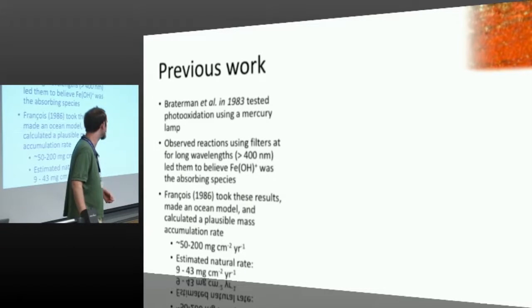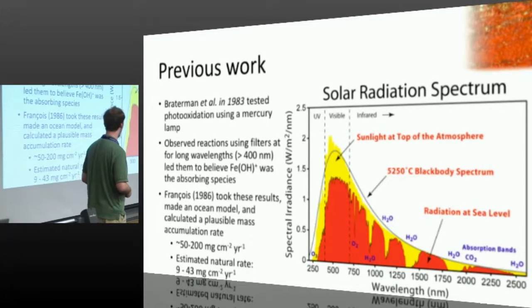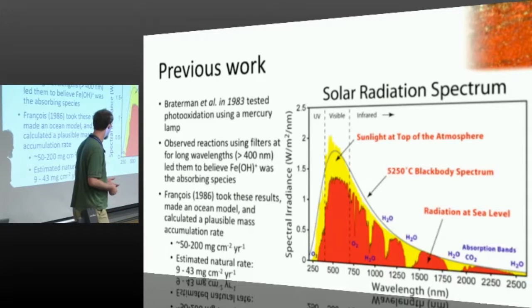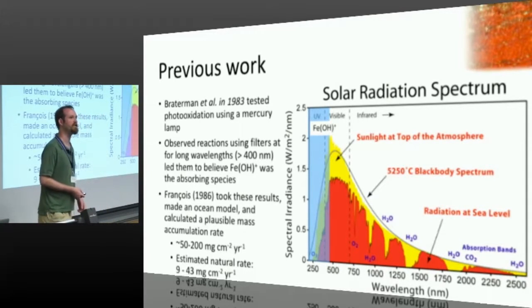And this is important because, so this is the solar radiation spectrum, and here's the UV. So the Earth had no ozone back then, so it was somewhat proximate to this top of atmosphere spectrum there. And so if you have FeOH+, it absorbs a huge region of the UV and getting into the visible where there's a lot more radiation. As one of my professors said, that's the meaty part of the solar spectrum.